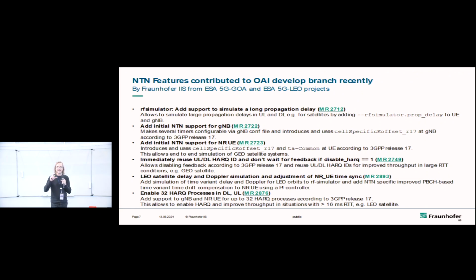Then, of course, to compensate for this, we have to have support on both sides, gNB and UE side. Therefore, 2 other merge requests. On the gNB side, we added the support for this cell-specific K-offset, which is introduced by 3GPP in release 17. And the next merge request is the UE side, where we also use this cell-specific K-offset and the TA common value. This is the common timing advance, also being signaled, usually in SIB19. Regarding SIB19, I will say a few words later.